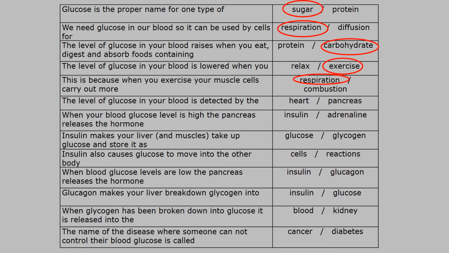The level of glucose in your blood is detected by the pancreas. When your blood glucose level is high, the pancreas releases the hormone insulin. Insulin makes your liver and muscles take up the glucose and store it as glycogen. Insulin also causes the glucose to move into other body cells. When blood glucose levels are low, the pancreas releases the hormone glucagon. Glucagon makes your liver break down glycogen into glucose. When glycogen has been broken down into glucose, it is released into the blood. The name of the disease for someone who can't control their blood glucose level is, of course, diabetes.